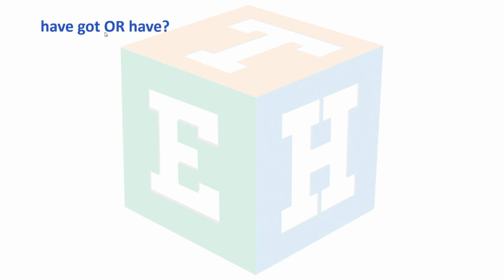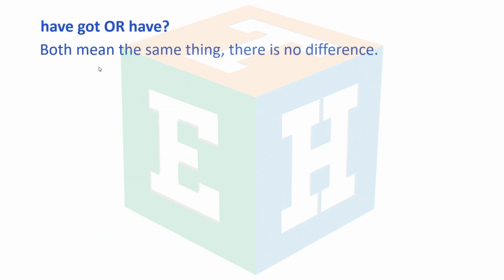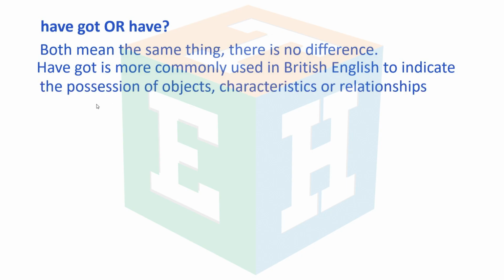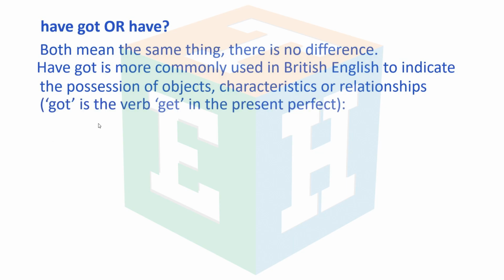Have got or have. Both mean the same thing. There is no difference. Have got is more commonly used in British English to indicate the possession of objects, characteristics, or relationships. Got is the verb get in the present perfect.